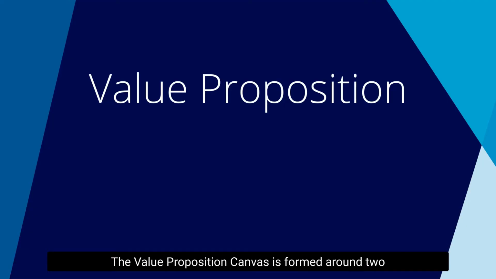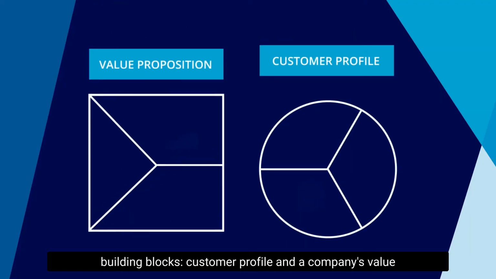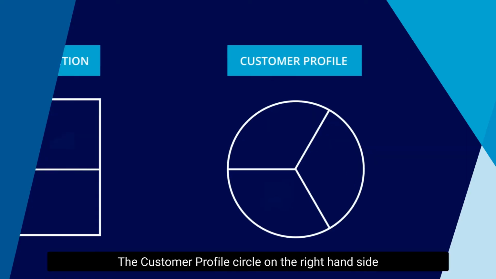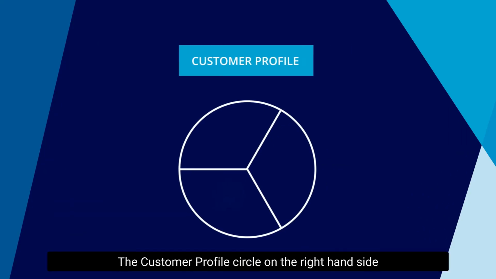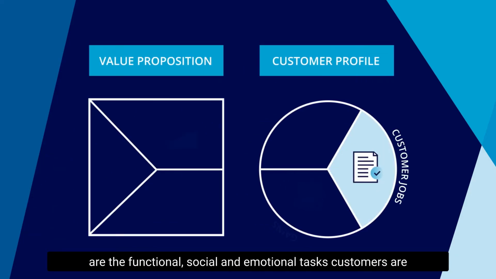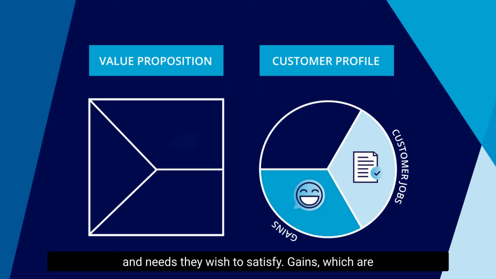The value proposition canvas is formed around two building blocks: customer profile and a company's value proposition, each divided into three parts. The customer profile circle on the right-hand side should be completed first by defining customer jobs, which are the functional, social, and emotional tasks customers are trying to perform, problems they are trying to solve, and needs they wish to satisfy. Gains, which are the benefits the customer expects and needs, i.e., things that would delight the customer and increase the likelihood of adopting a value proposition.